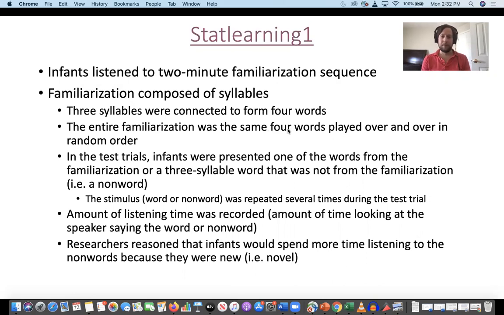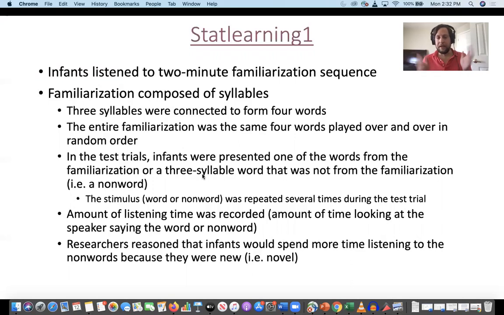So there were words, which were 3 syllables, the same syllables, and they would always occur in the same order, bidaku. 4 different words appeared throughout the entire familiarization. And then you also experienced a little bit of what the infants did. In the test trials, infants were presented either one of those words, like bidaku, which would be considered a word, or a 3-syllable word that was not from the familiarization.